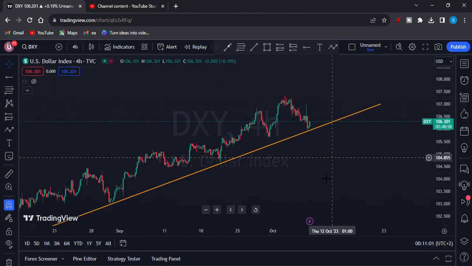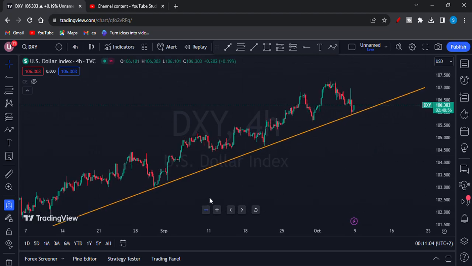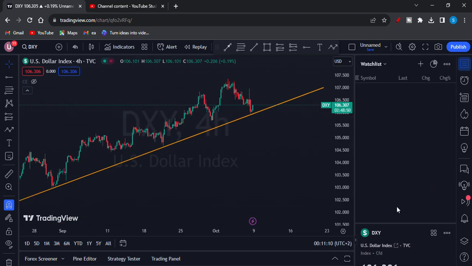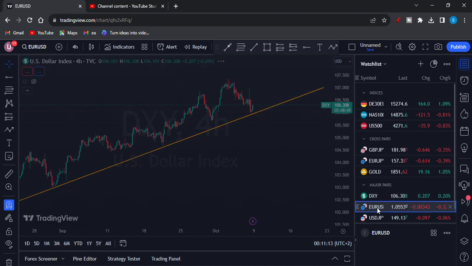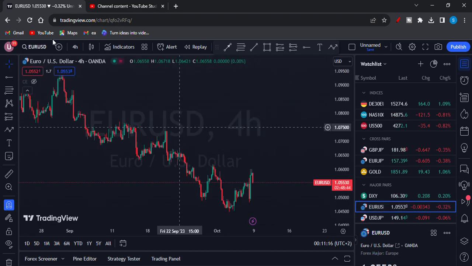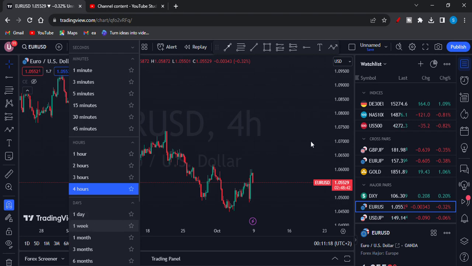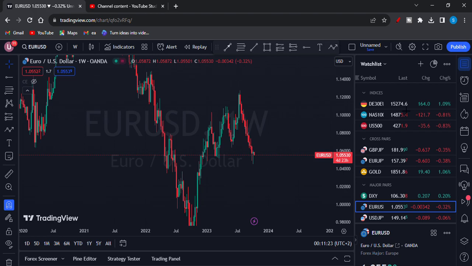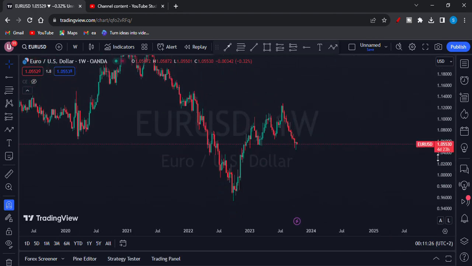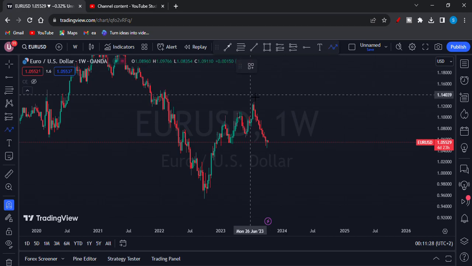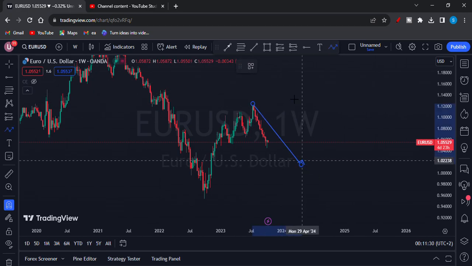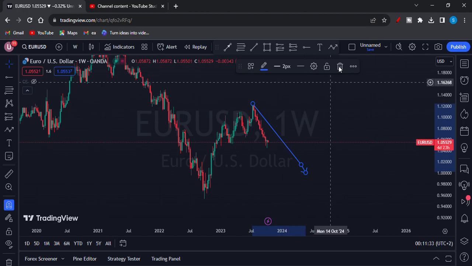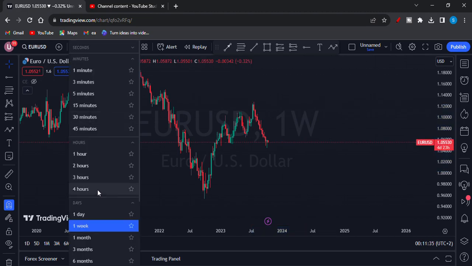So for the XY, we are on an uptrend. The dollar is very strong right now. So having the dollar being strong means that we need to sell the Euro USD, and then let's go to weekly. Since the dollar is very strong right now, on Euro USD we are on a downtrend, and let's go to the 4-hour.